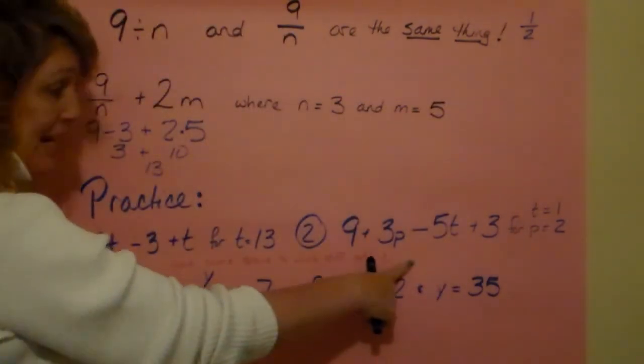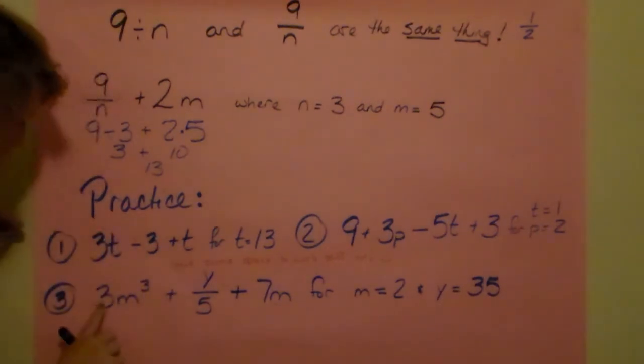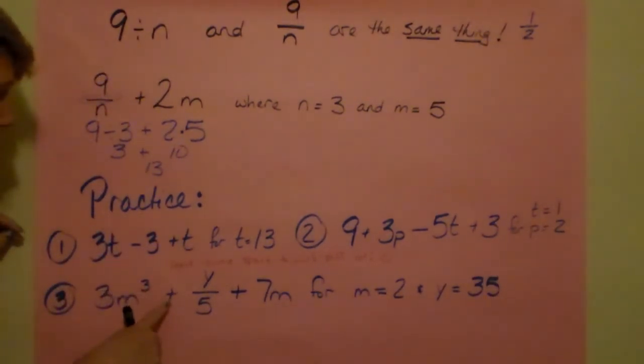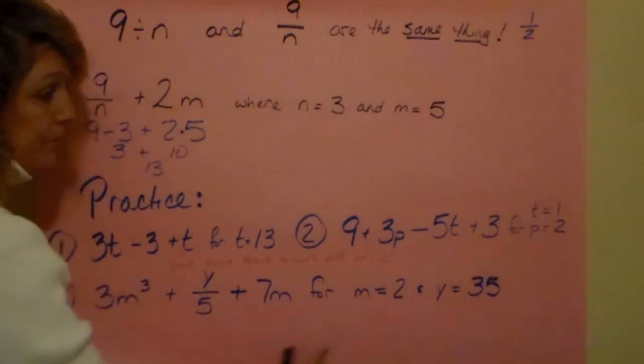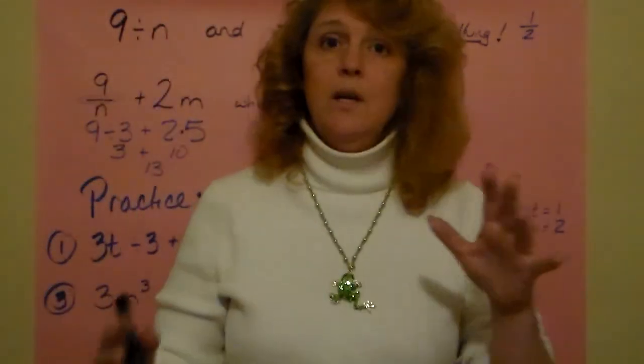Now, leave yourself some space and go down a few steps, because you're going to need 5 or 6 lines to work this out, unless you write big, in which case get more. 3m cubed, 3m to the 3, plus y divided by 5, plus 7m, m is 2, and y is 35. Okay? So, good luck.